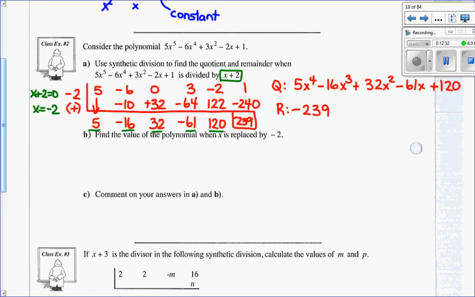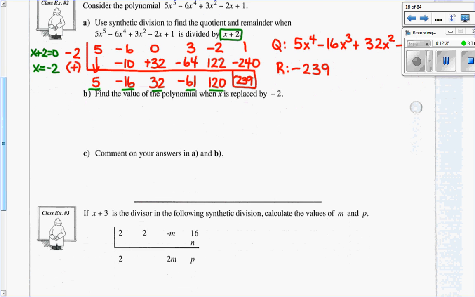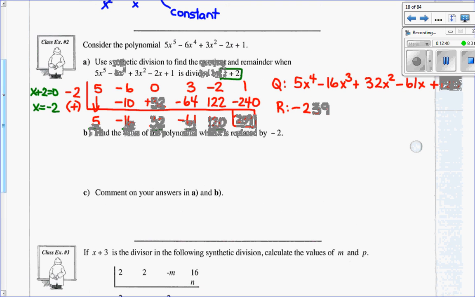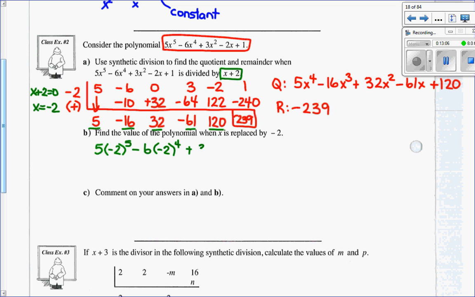All right. B says now, find the value of the polynomial when x is replaced by negative 2. Okay, so I'm going to take now my quotient, or sorry, not my quotient, go back to the actual polynomial here, and everywhere where there's an x, I'm just going to plug in a negative 2. So I've got 5 times negative 2 to the 5th minus 6 times negative 2 to the 4th plus 3 times negative 2 squared minus 2 times negative 2 plus 1.